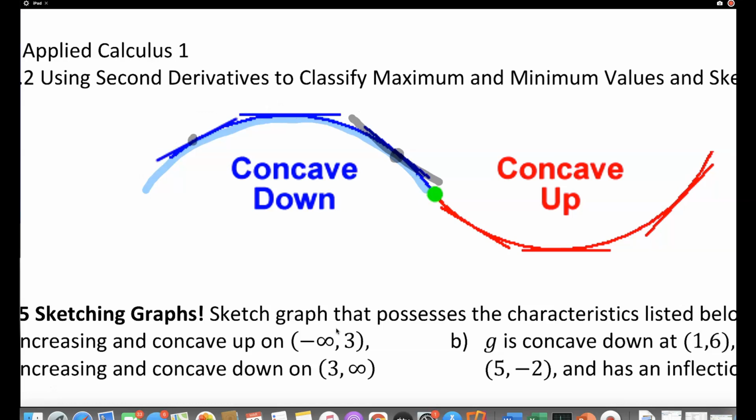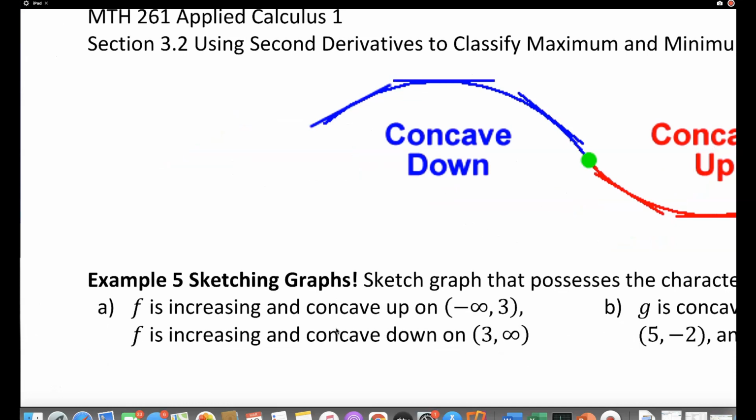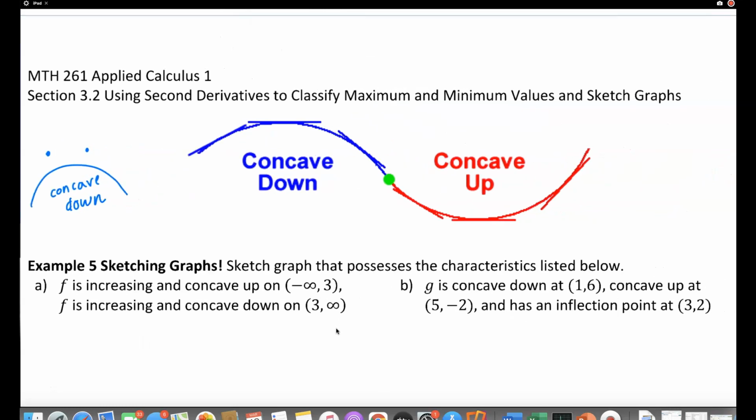Well, that's what it means, but whenever I see concave down, I think about the frowny face, like here's my eyes, and that is concave down. Concave down. Okay, and like feeling down.